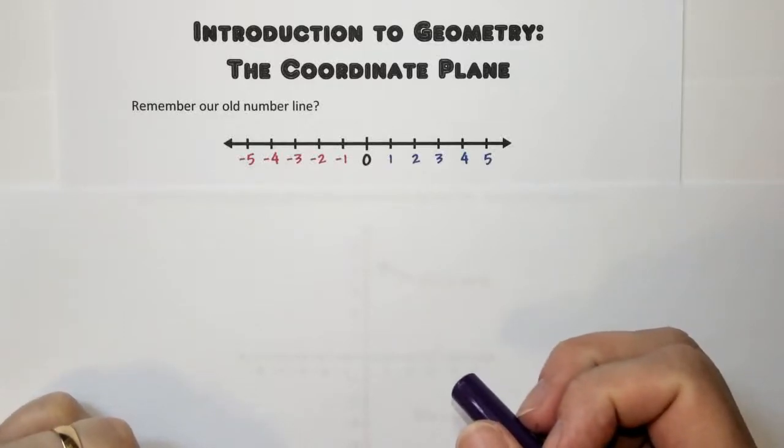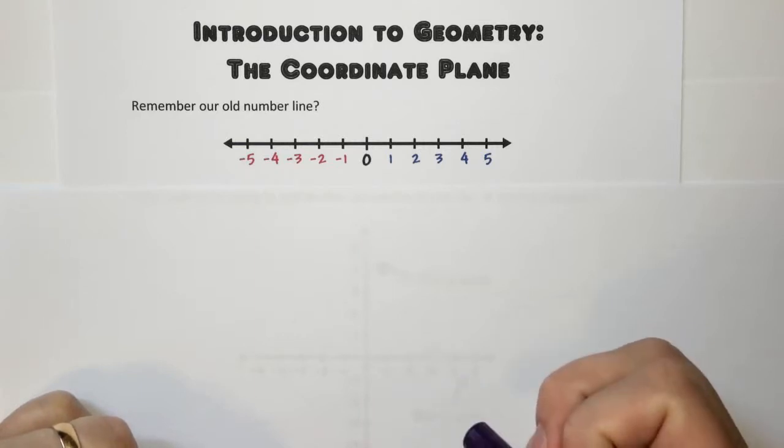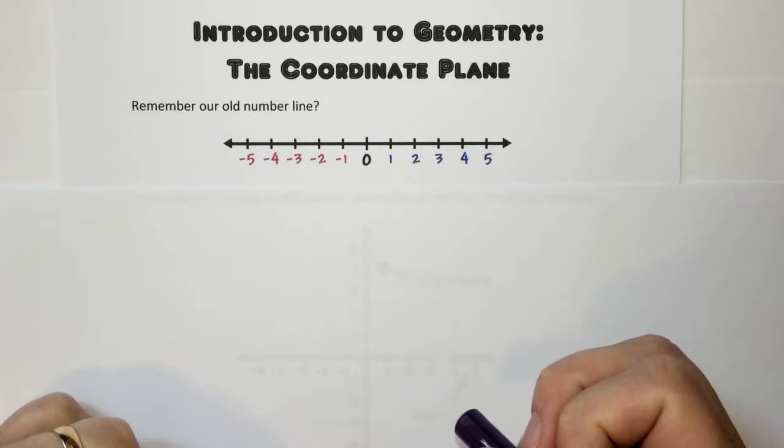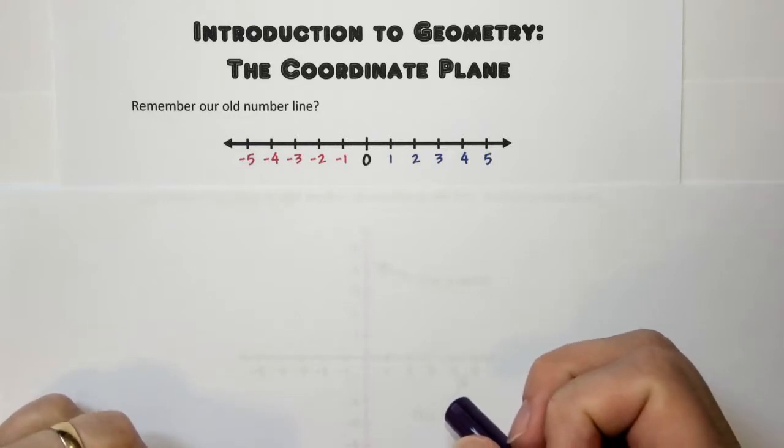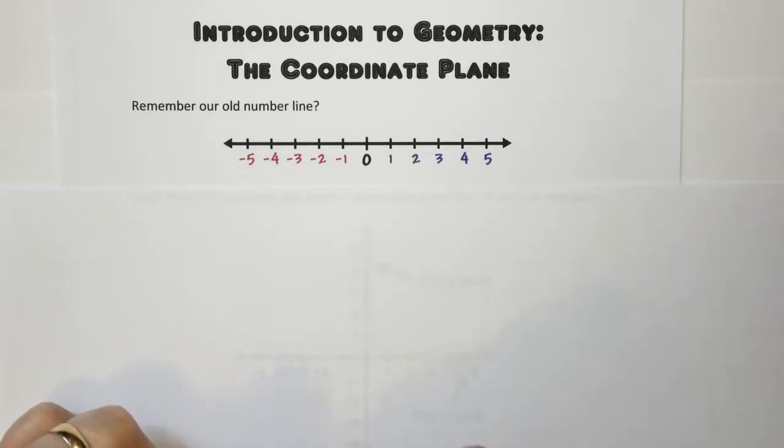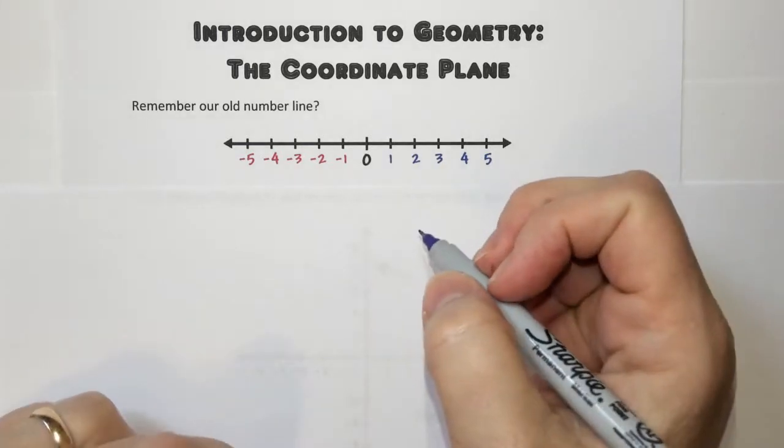Today we'll take a short pause from algebra and we'll do an introduction to geometry. In a few lectures we'll combine both algebra and geometry together. So today we'll be talking about the coordinate plane. But first, remember our old number line. We talked about this a few lectures ago.